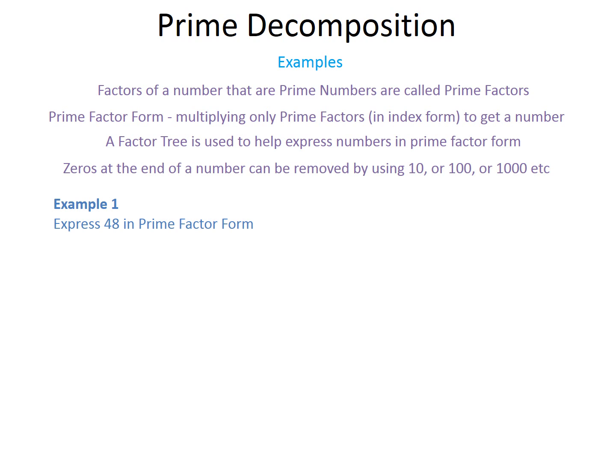So, a couple of examples. We're going to express 48 in prime factor form. So, write the 48 up the top. Then, write the split things. And we've got to come up with a way to get 48.